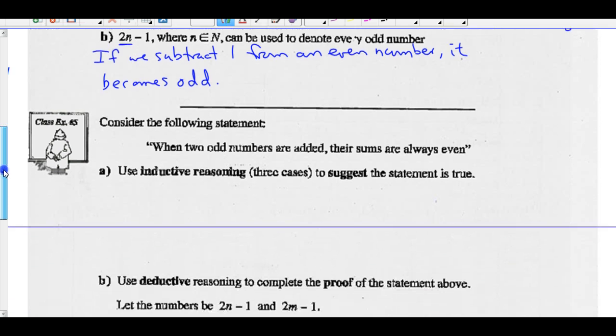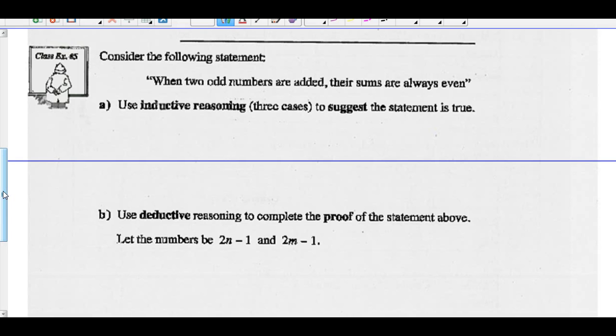Example 5. Consider the following statements. When two odd numbers are added, their sums are always even. Use inductive reasoning. We'll try 3 examples to suggest the statement's true. So we can pick any two odd numbers, add them, we should get a sum that's even. 1 plus 11, those are two odd numbers. How about 13 plus 27? Those are two odd numbers. I add them, I get an even number. What about 111 plus 13? That's 124. So if I add any two odd numbers, it seems that their sum is an even number.